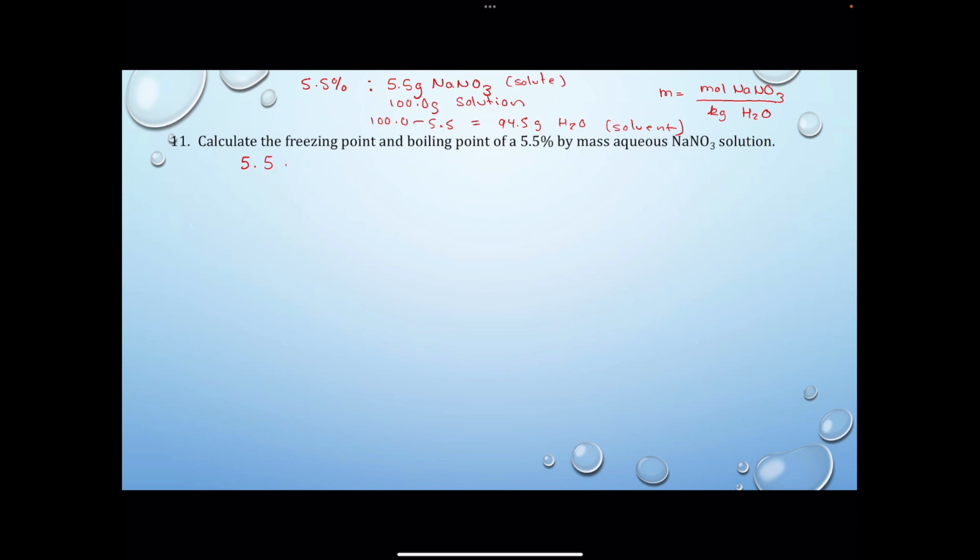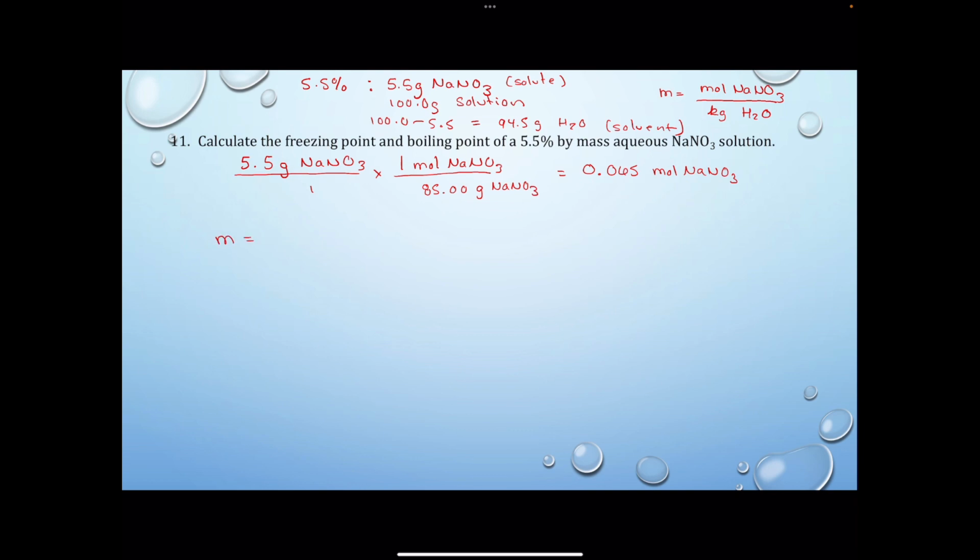So I'm taking the 5.5 grams of sodium nitrate, I'm converting them to moles, using the sodium nitrate's molar mass, which is going to be 85 grams per mole, which is going to give me 0.065 moles of sodium nitrate.